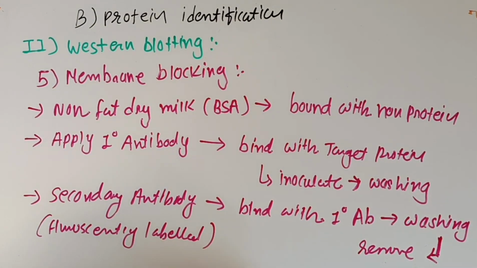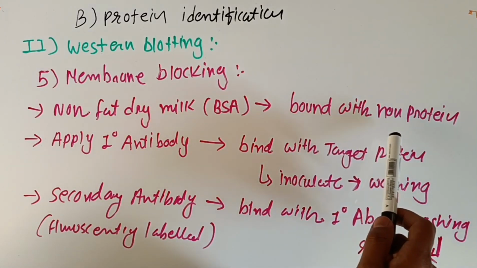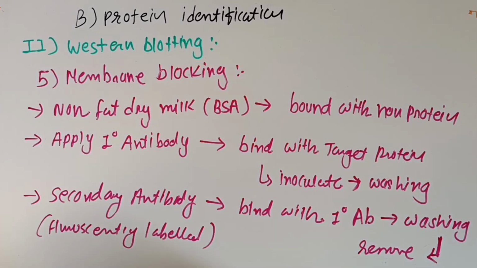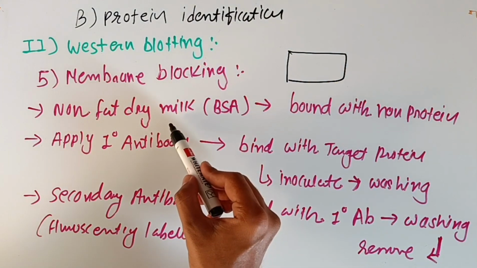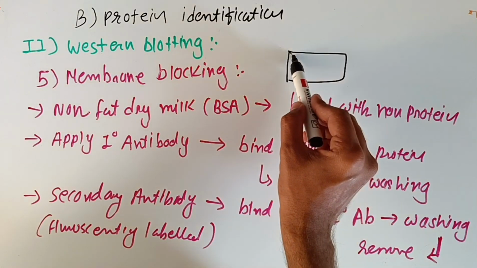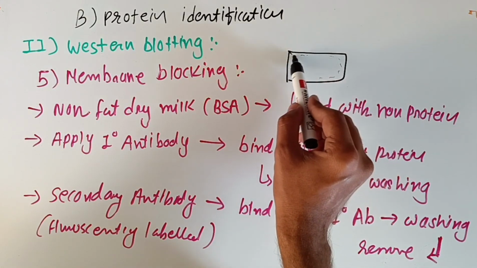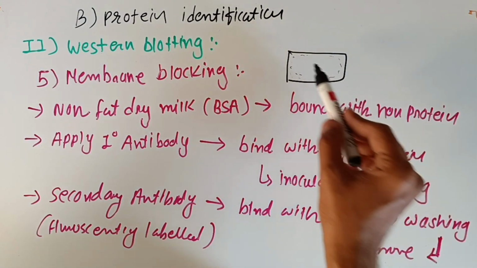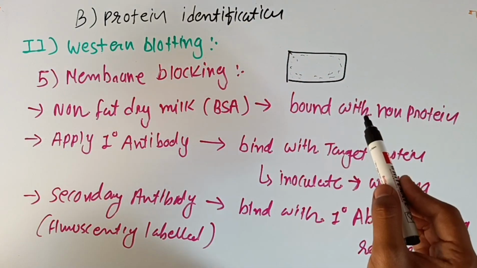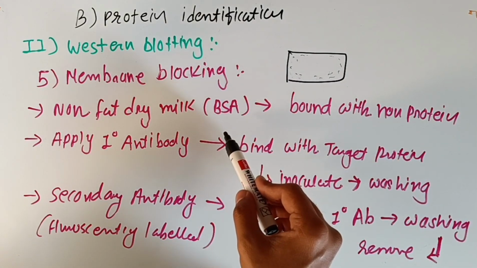After membrane transfer, membrane blocking is applied, where first BSA or non-fat dry milk is applied to the membrane, which binds to the non-protein parts. So like this is the membrane, and this dry milk or BSA binds to the surface where there is no target protein. Basically, at the background this BSA protein binds.